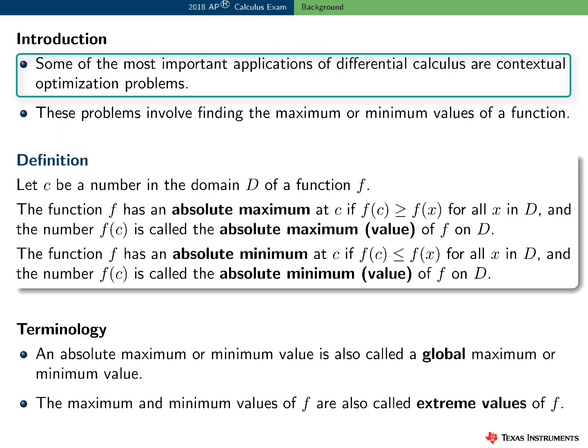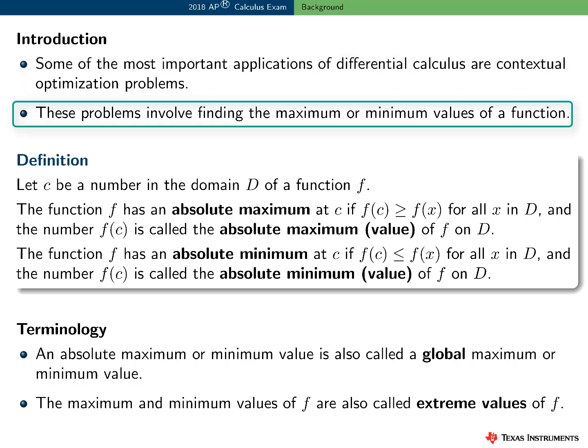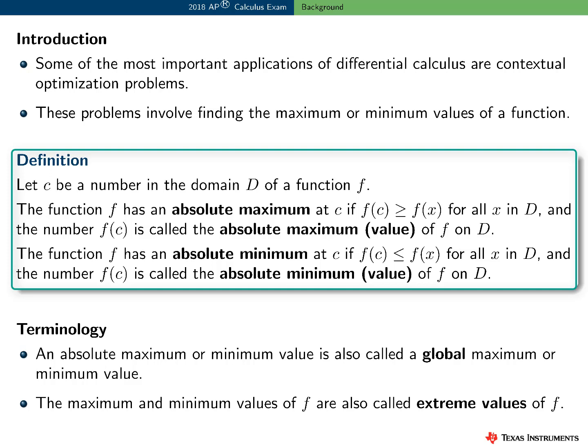Some of the most important applications of differential calculus are contextual optimization problems. And we see a lot of these types of problems on the AP Calculus exam. In these problems, we need to find the optimal or the best way of doing something. More mathematically, these problems involve finding the maximum or minimum values of a function. To begin this study, we need to consider the definitions of maximum and minimum values.